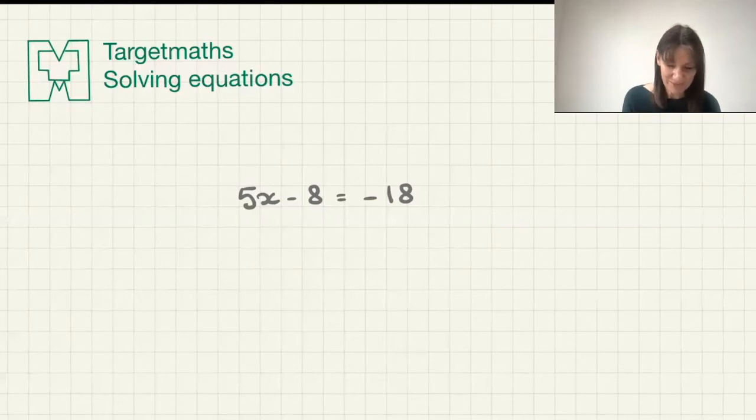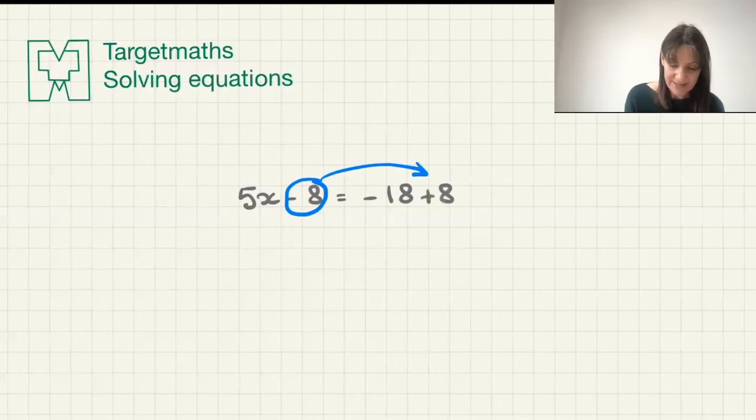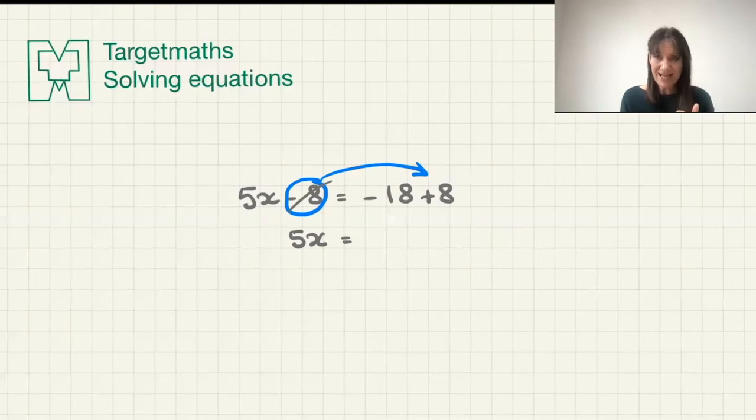Okay, here we go. Minus 8 goes first, would have been the last thing I said. Minus 8 lands as plus 8. So that's gone. 5x is left. I'm at minus 18. I add, so I'm going up the number line. Minus 18 plus 8 will take me to minus 10.